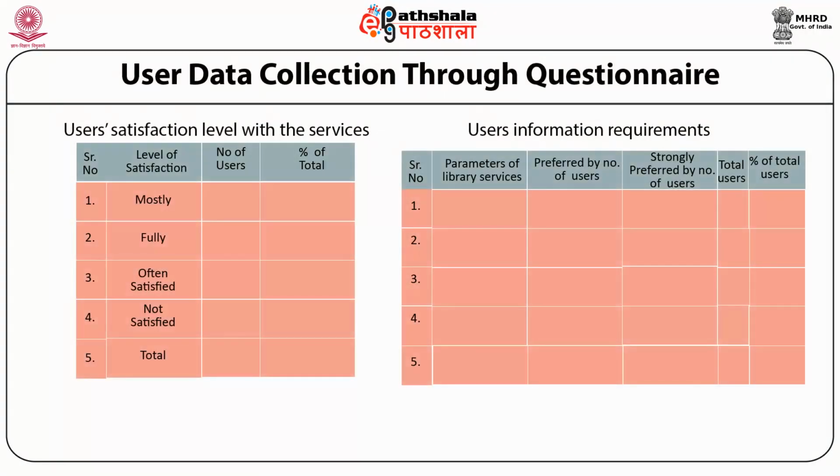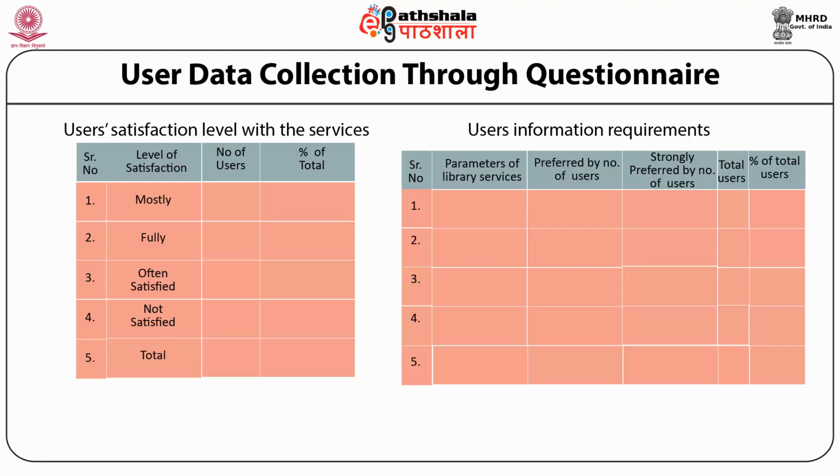Here are some more data formats. Through a questionnaire we have collected data like user satisfaction level. Users could be satisfied completely, or mostly, or not satisfied at all. If users say they are mostly satisfied with the services, that means your library is performing well. If most of your users say they are not satisfied or only often satisfied, the conclusion is that your users are grossly not satisfied with your library services, so you need to do something extra.